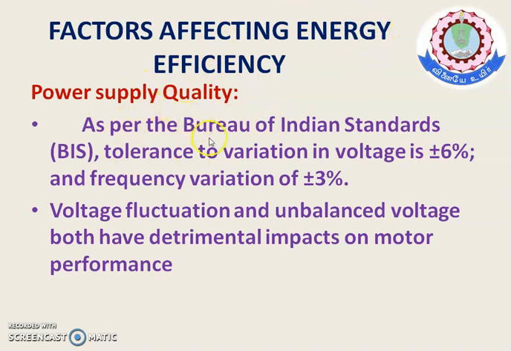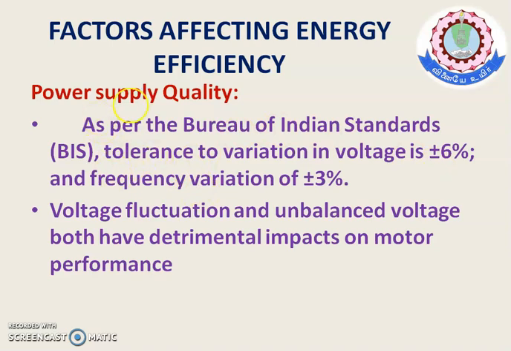First one is power supply quality. As per the Bureau of Indian Standards, the tolerance to the variation in voltage is plus or minus 6%. That means in your houses, if you are utilizing a single phase supply, 230 volts is the required voltage, and plus or minus 6% is possible. Beyond that, if you receive 200 volts, that is intolerable voltage.